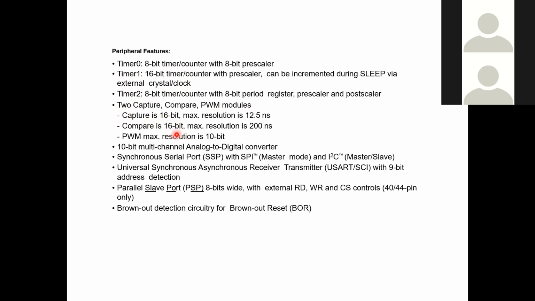16-bit resolution. I told you, when I want to generate any waveform, I can use the capture, compare, and PWM modes. A 10-bit analog to digital converter is there. Synchronous serial port is there. And we all know I2C and SPI will be supported there. Then USART is also there. Parallel slave port is there. Brownout detection: if my circuit wants to work with 0 to 2 volt, the cell will suffer.